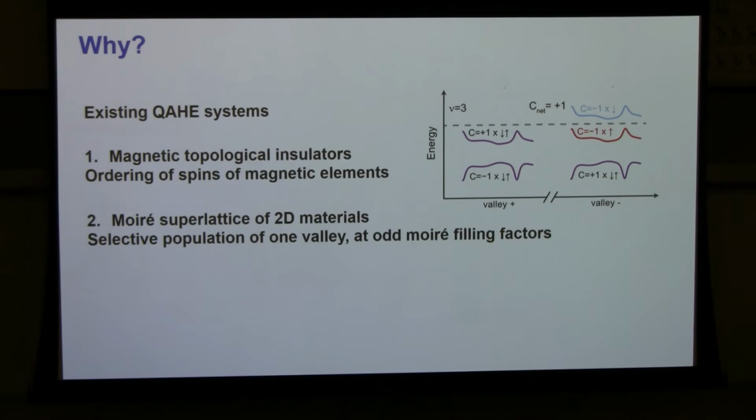Phenomenologically, it's very different from what people have shown in other material systems. In the magnetic TI system, you have magnetic elements there, you rely on the ordering of the spin there to break time-reversal symmetry, and clearly we don't have anything magnetic here. We just have carbon, tungsten, selenium, and sulfur. And it's also very different from the integer quantum anomalous Hall you get from Moiré superlattice of 2D materials, okay?